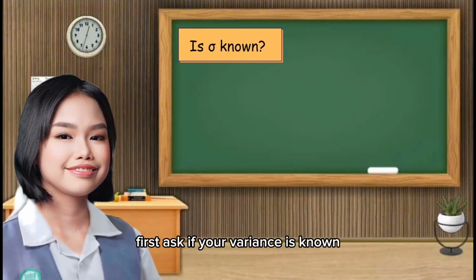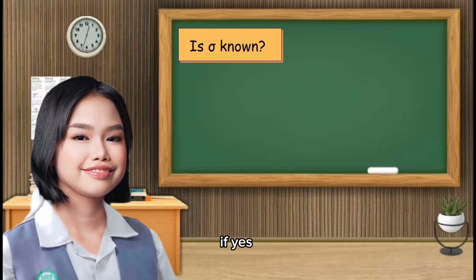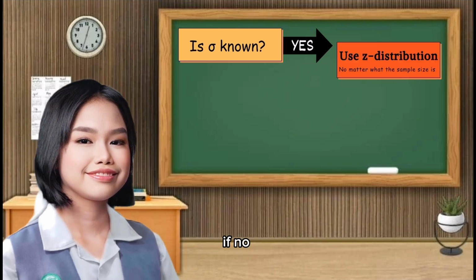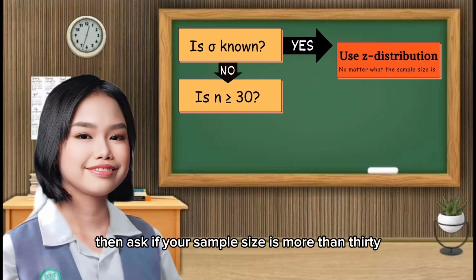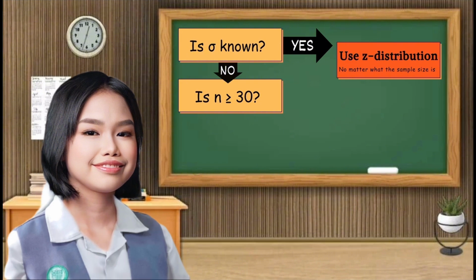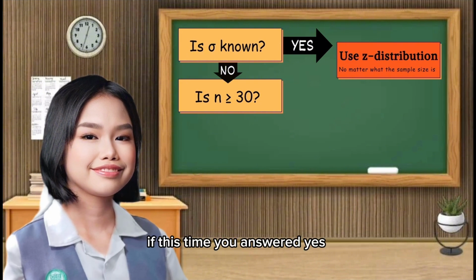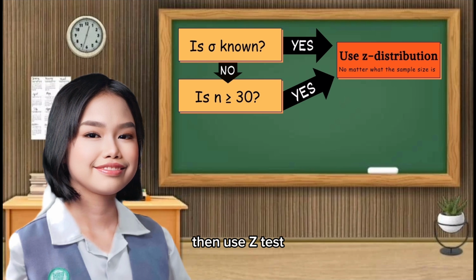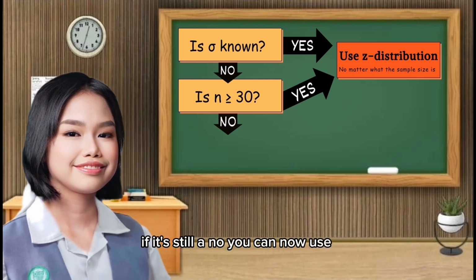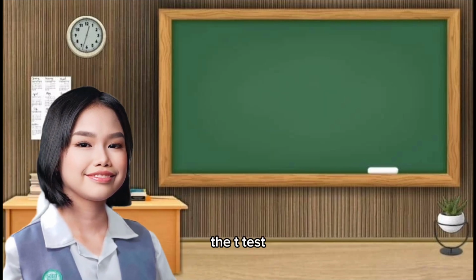First, ask if your variance is known. If yes, use the z-test. If no, then ask if your sample size is more than 30. If this time you answer yes, then use the z-test. If it's still a no, you can now use the t-test.